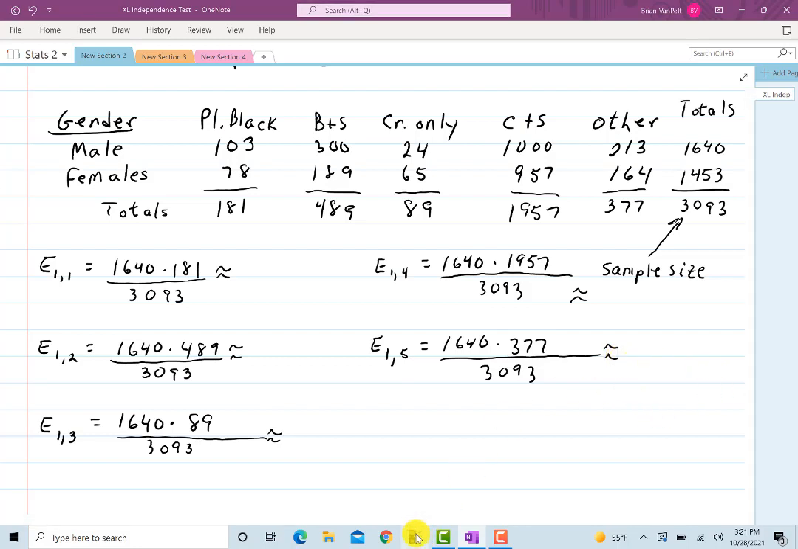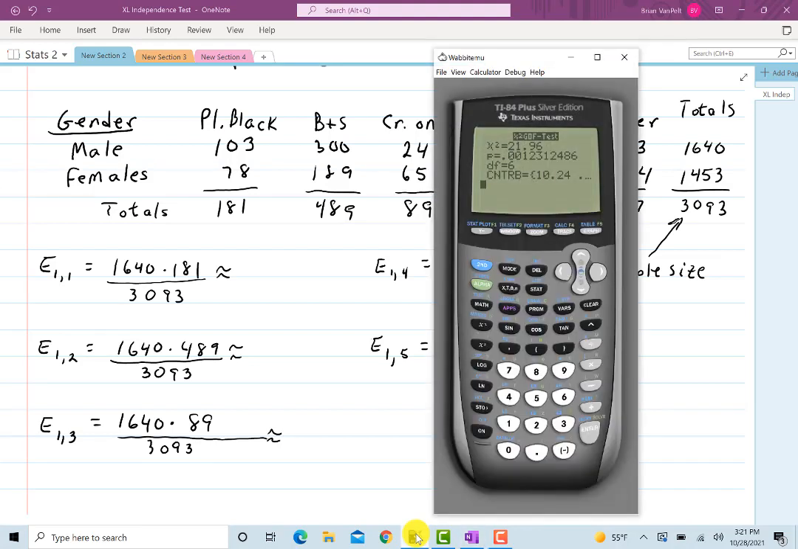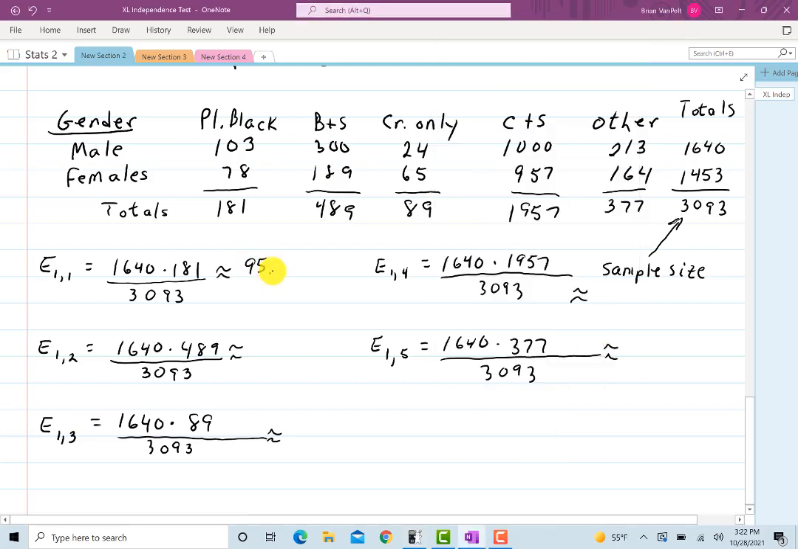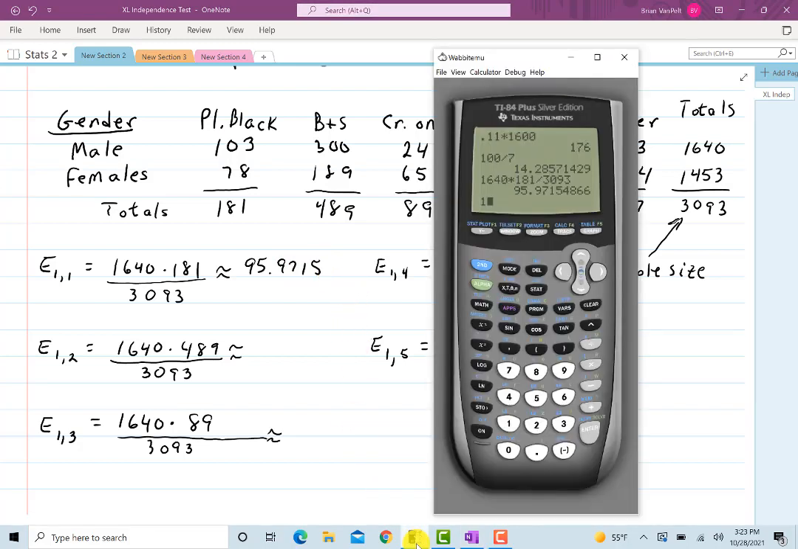And let's pull up the calculator for this purpose. If you're in any kind of a screen, get out of it by quitting it. And let me go ahead and get my numbers. 95.9715. 1640 times 489 divided by 3093 is 259.2823.